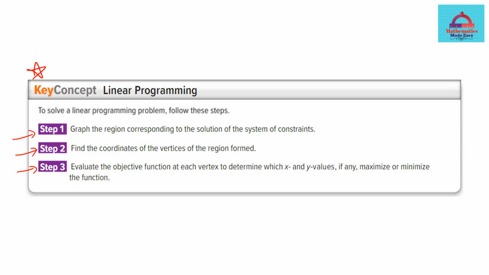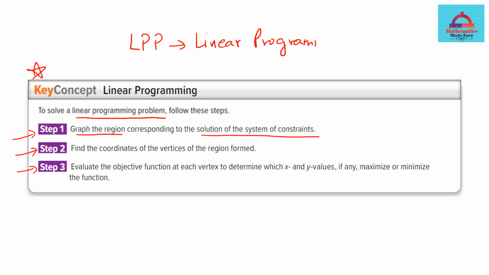So in step 1, you do the graph of each of the regions corresponding to the solution of the system of constraints. In a proper linear programming problem, you generally write it as LPP. The full form is linear programming problem. So in a linear programming problem, you will be given an objective function, which will be a function f(x, y), two variables. We have to maximize this or minimize this. That is, we have to optimize this.